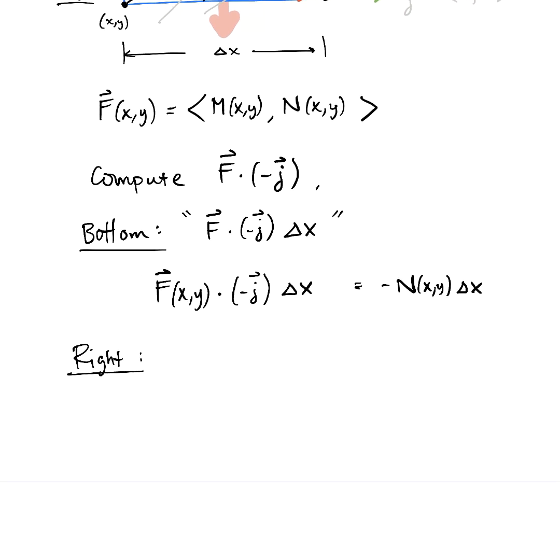So let's do black arrow at, what is that point where that black arrow is? x plus delta x comma y. And then let's do dot i, and then let's multiply by the entire length of that edge, which is delta y. So I think we got m at x plus delta x comma y, all times delta y. Okay, perfect. All right, we want to do this for the other two edges now.